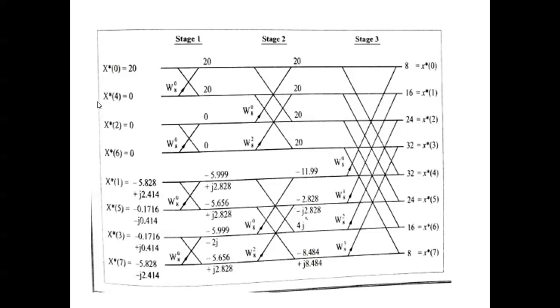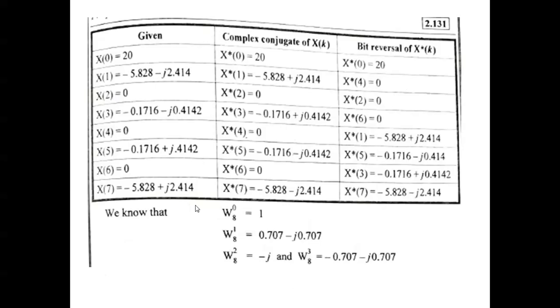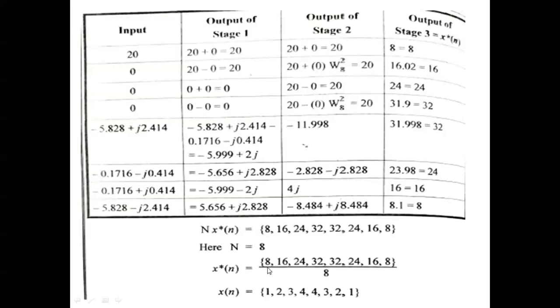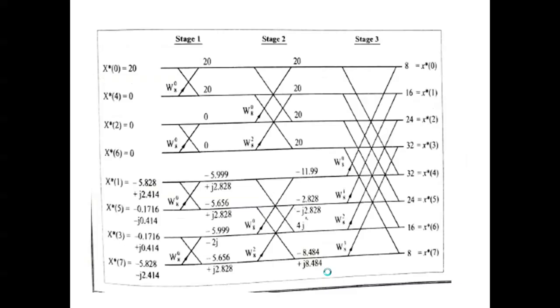So this is inverse DFT. The remaining things are the same; only the complex conjugate value changes. And the final output of the inverse DFT will be divided by the N-point DFT. Here they are using an 8-point DFT, so it is divided by 8. That's the main difference.